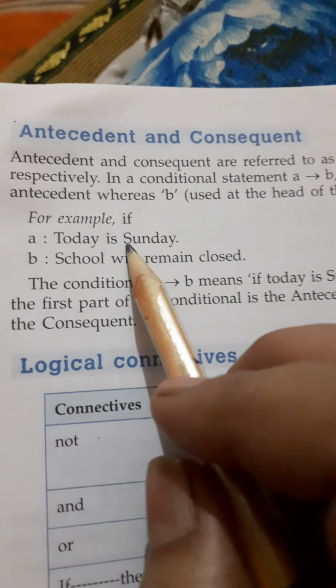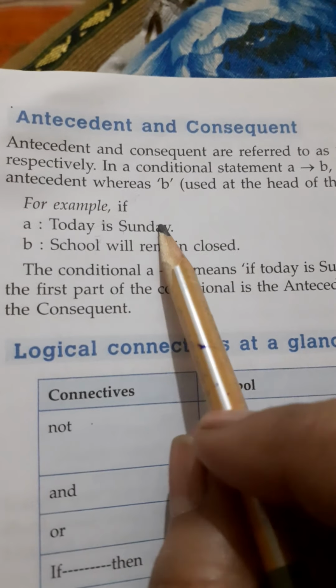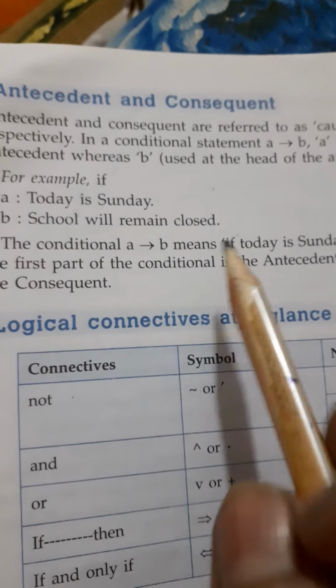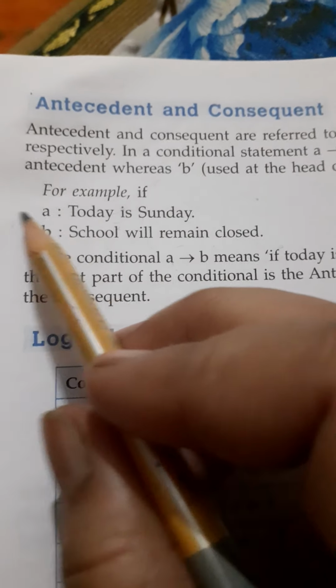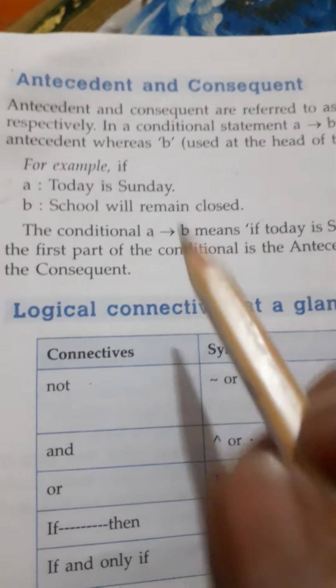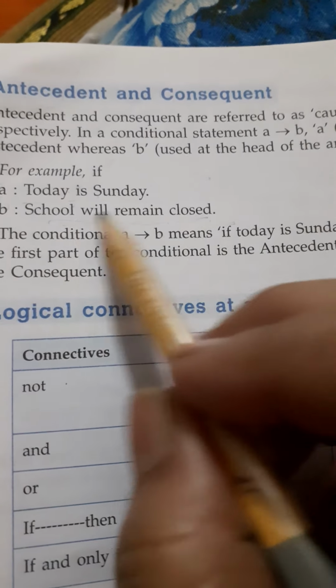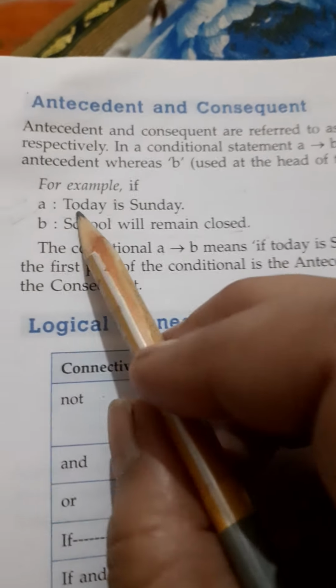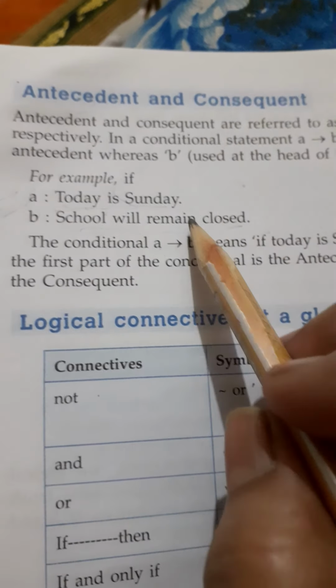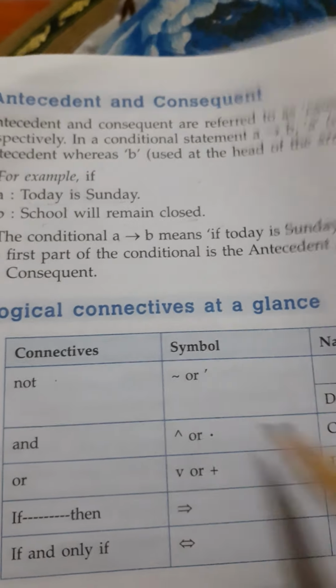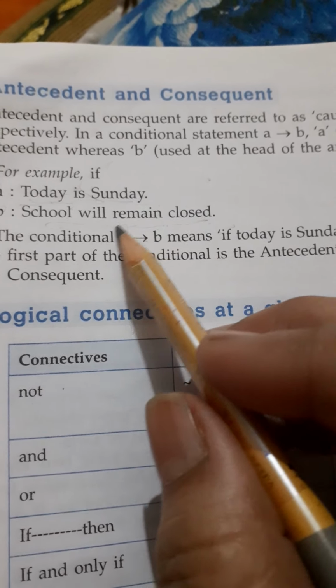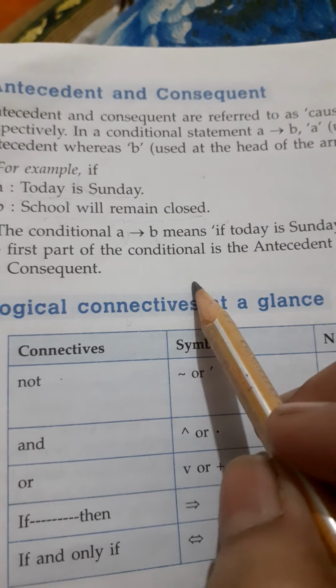In the implication I have said that if today is Sunday, then school will remain closed. Whatever is used after if is known as the antecedent, and whatever is used after then is known as the consequent. So if the antecedent is true, then only the consequent will be true, right? And if you write a arrow b, here a is the antecedent and b is the consequent.